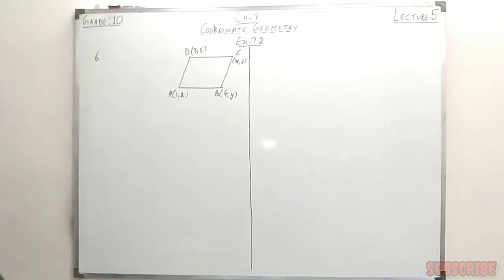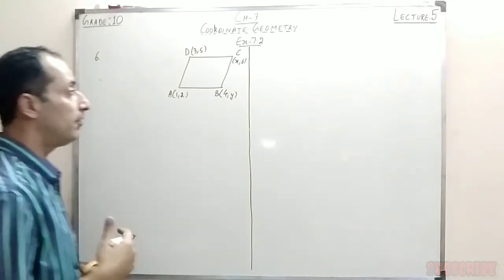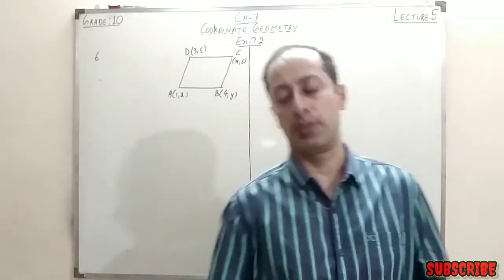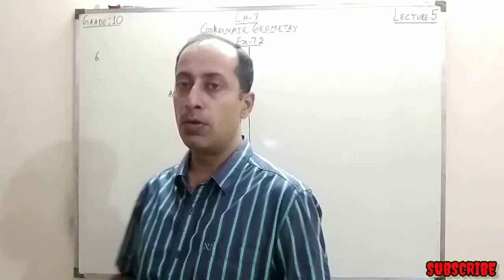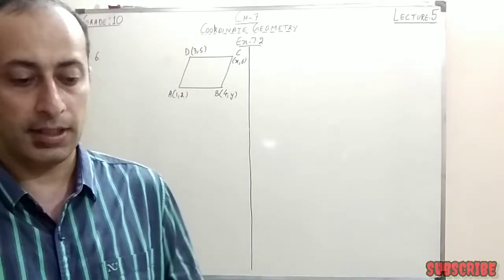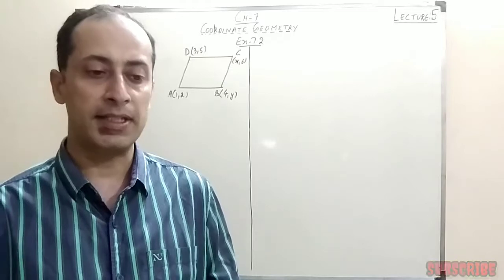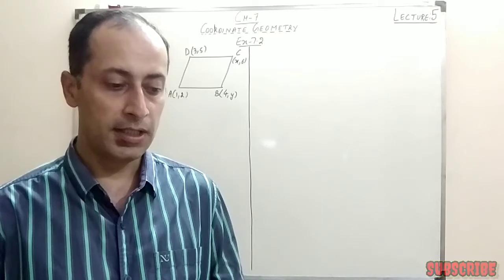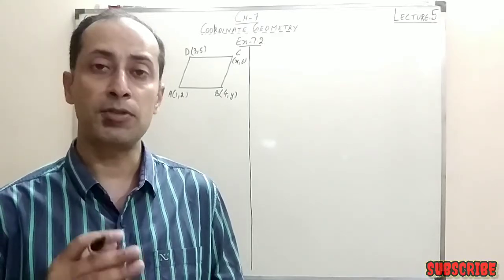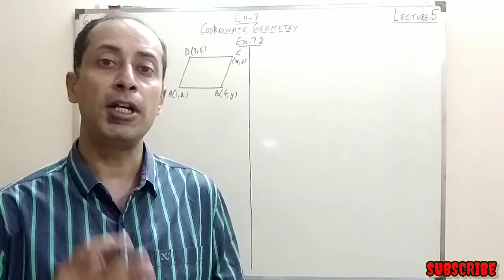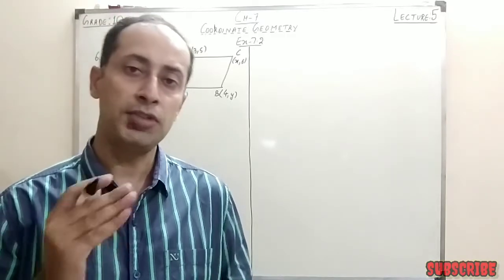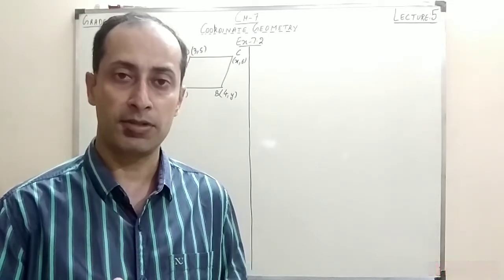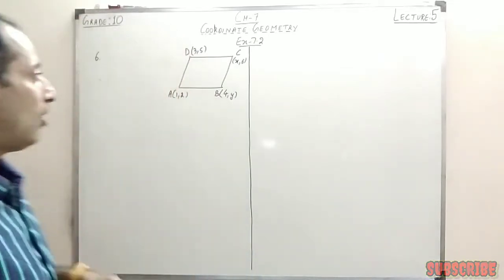Now, to find the value of x and y, we have to understand some of the properties of a parallelogram. If you go back to your geometry in your early classes, you have learned that the diagonals of a parallelogram bisect each other. What does it mean actually? The point where the two diagonals meet is exactly the midpoint of both the diagonals. So using this property, we can find the value of x and y, right? So how will we do it?